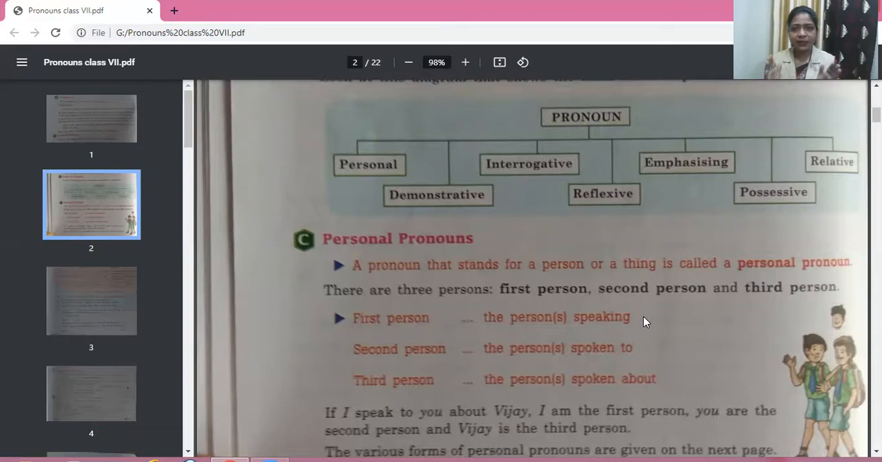So what do you mean by the first person, second person, and third person? The speaker is the first person. The listener, you, is the second person. And about whom we are talking, that is the third person. Suppose you have a friend called Mrinal, and I tell you that I must tell you something about Mrinal. Then I is the speaker, first person. You, listener. And who are we talking about? Mrinal. That is the third person. So first person is the speaker, second person is the listener, and third person is about whom we are talking.